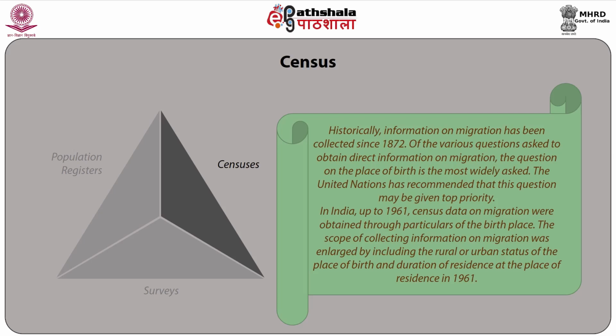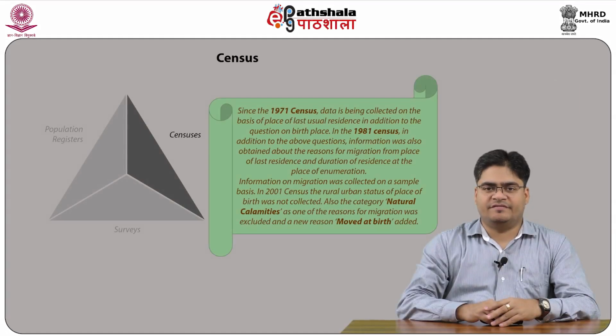In India, up to 1961, census data on migration were obtained through particulars of the birthplace. The scope of collecting information on migration was enlarged by including the rural or urban status of the place of birth and duration of residence at the place of residence in 1961. Since the 1971 census, data is being collected on the basis of place of last usual residence in addition to the question on birthplace. In the 1981 census, in addition to the above question, information was also obtained about the reasons for migration from place of last residence and duration of residence at the place of enumeration.